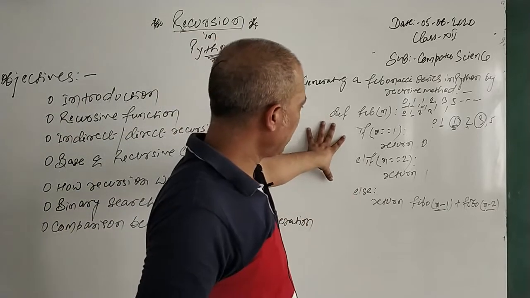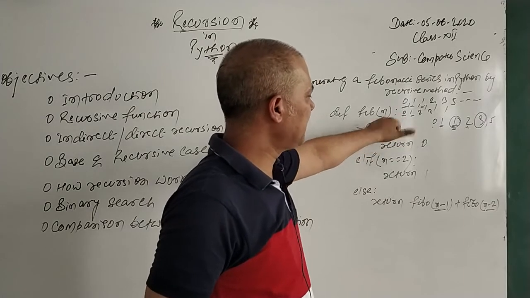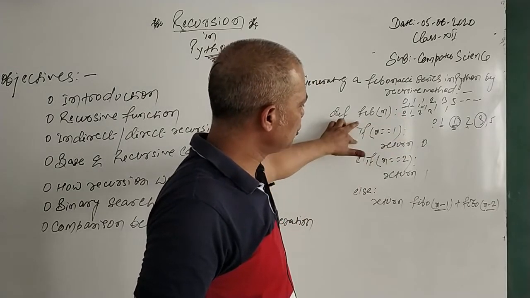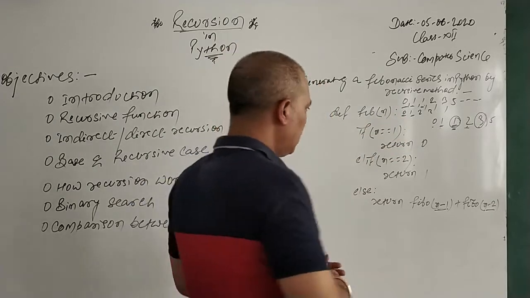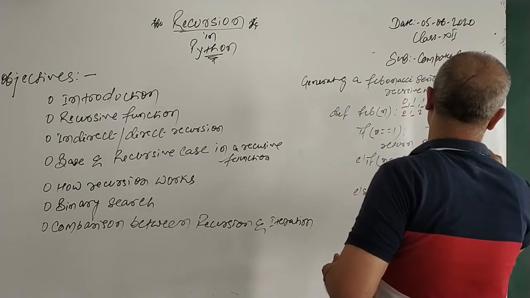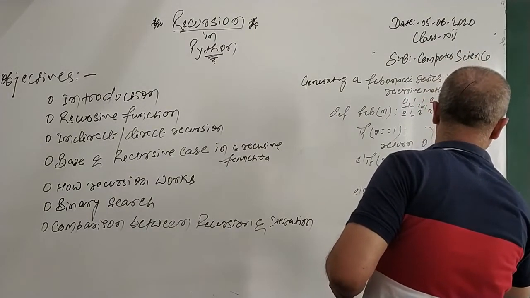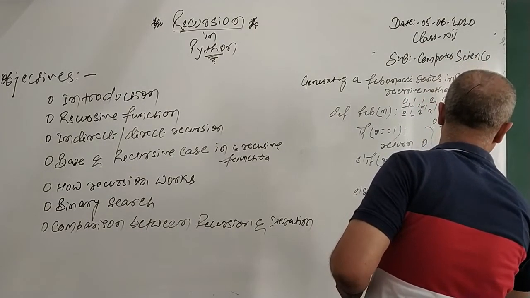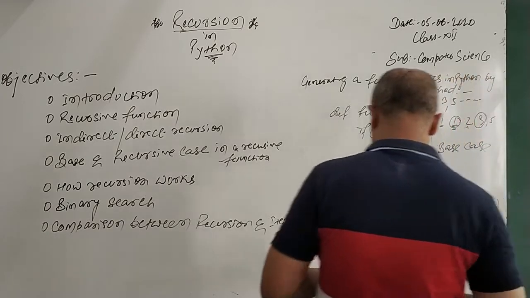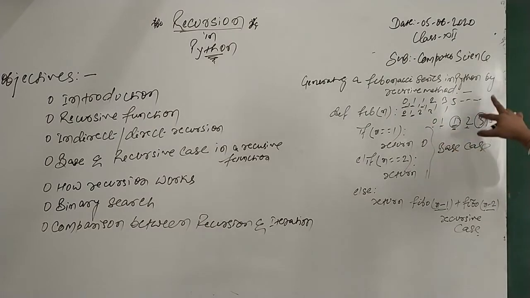But to find the nth term here, n is a term that will be accepted from the user and passed as a parameter, and then we call the two situations. This one is the base case, and this is the recursive case. I hope this is okay. That is how to generate the Fibonacci series by the recursive method.